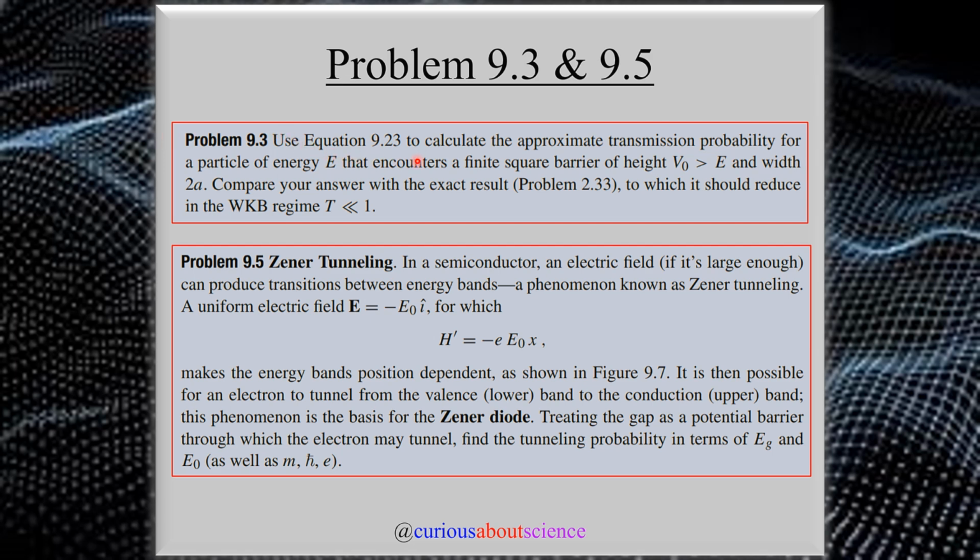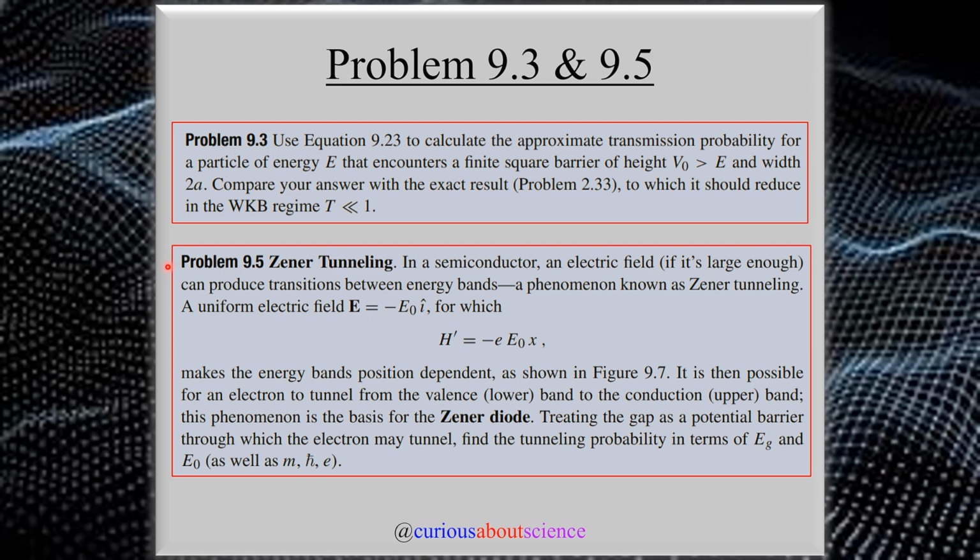So we're going to use the equations to calculate the approximate transmission probability for a particle of energy E that encounters a finite square barrier of height V0 greater than E and width 2a. Compare your answer with the exact result, problem 2.33, to which it should reduce in the WKB regime where the tunneling coefficient, or probability rather, is much less than 1. And this will be very important to hang on to because we're going to need that.